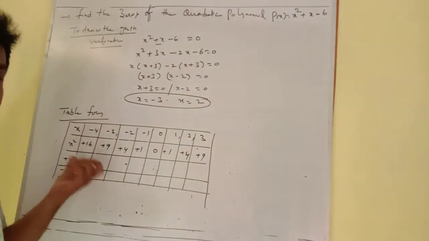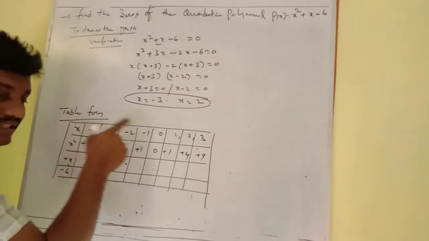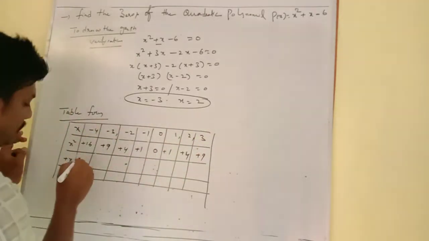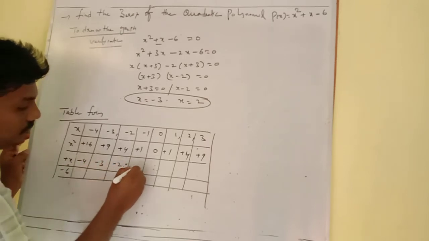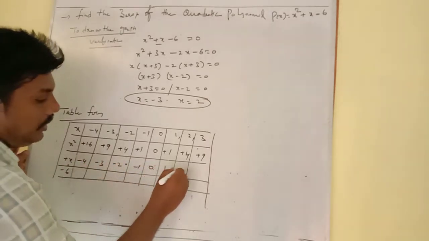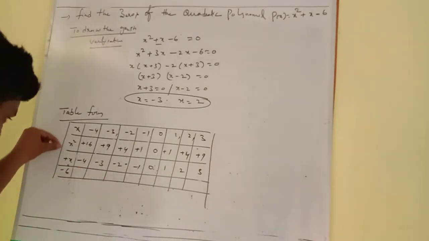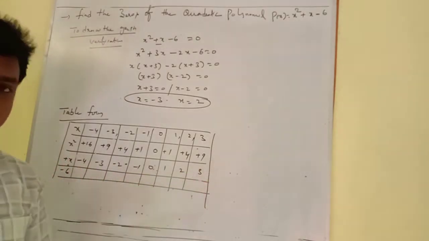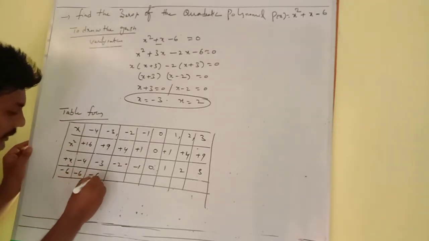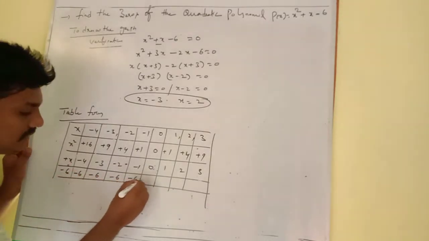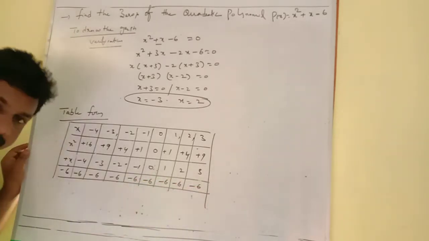Next, coming to the x column, plus x. Plus x means no change. If it were minus x, the symbols would be changed. This is plus x, that's why there is no change: minus 4, minus 3, minus 2, minus 1, 0, 1, 2, 3. Now minus 6. Here these two are variables, that's why their values vary. But this is a constant, it does not vary. Only minus 6 will come in all the boxes.